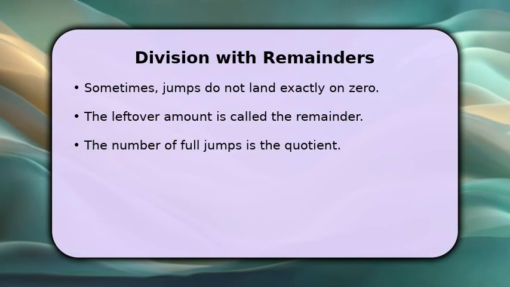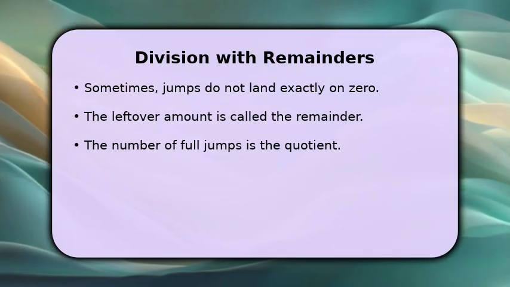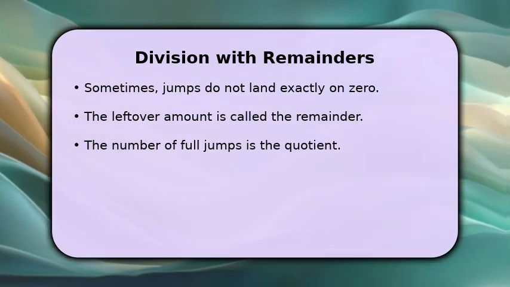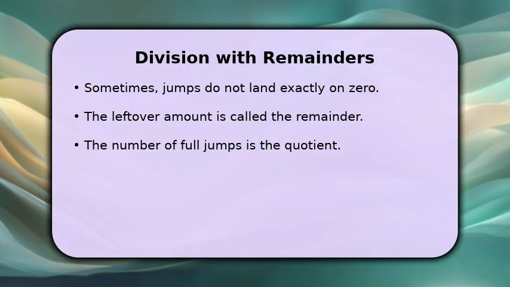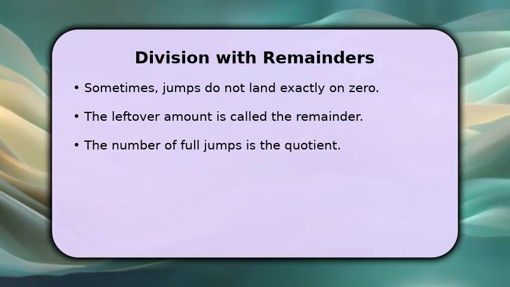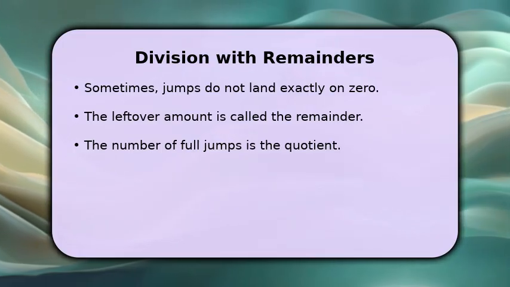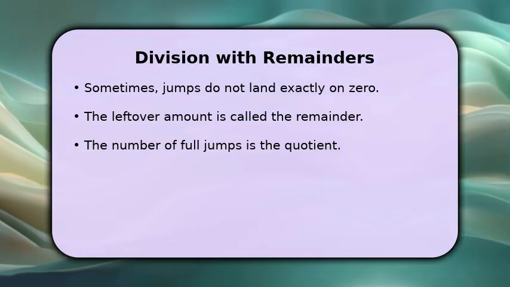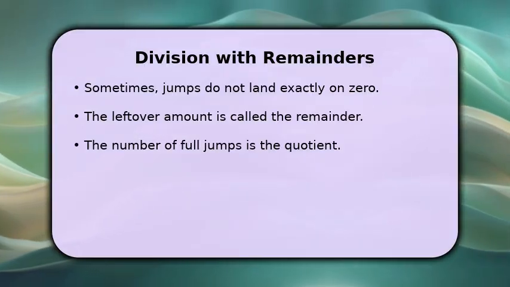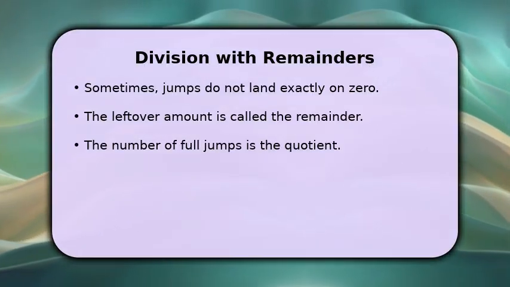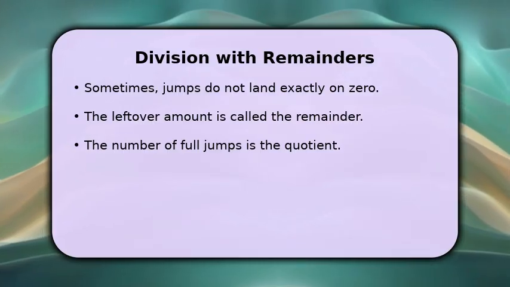What happens when the jumps don't land perfectly on 0? That's where remainders come in. For example, with 13 divided by 3, you'd make 4 jumps of 3, landing on 1. You can't make another full jump of 3. The number of full jumps, 4, is your quotient, and the 1 unit left over is your remainder. This shows that 13 equals 4 groups of 3 plus 1 extra.